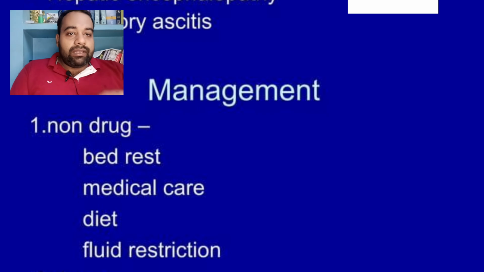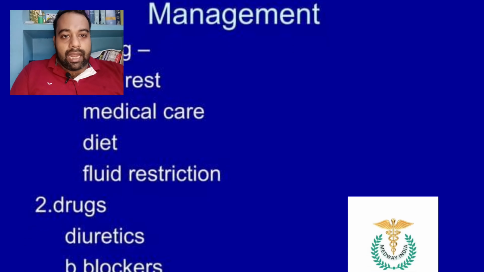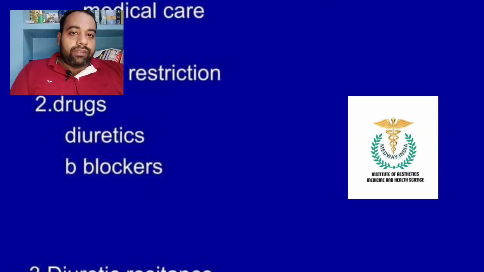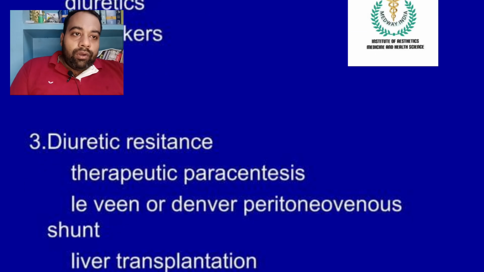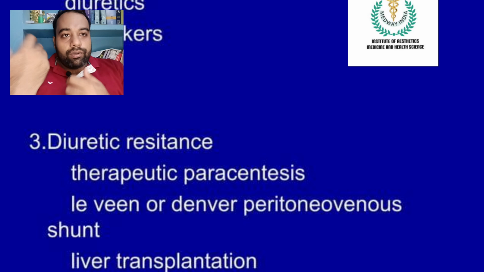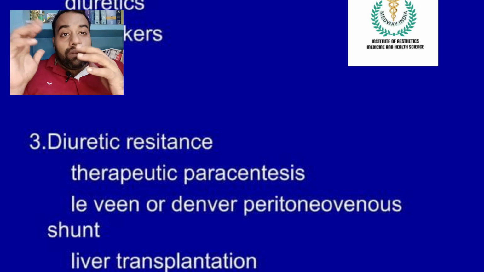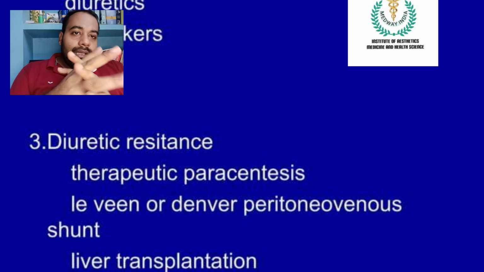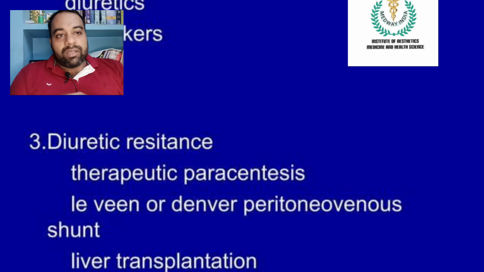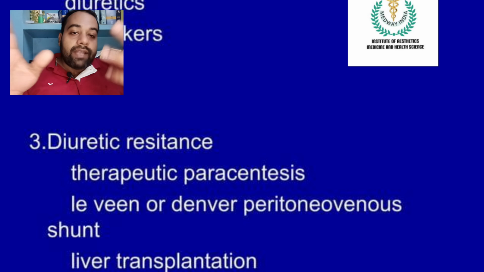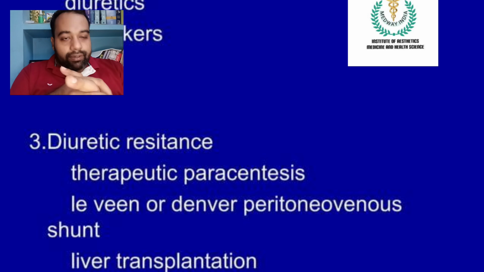Regarding the management, obviously there is non-drug management, like bed rest, medical care, diet, and fluid restriction. In the drugs, we have two main drugs that are important to us: one is the diuretics, and another is the beta blocker. In the diuretics, we can use spironolactone and furosemide. Both are typically used. We usually start the patient on furosemide mainly, followed by spironolactone or other potassium-sparing diuretics.